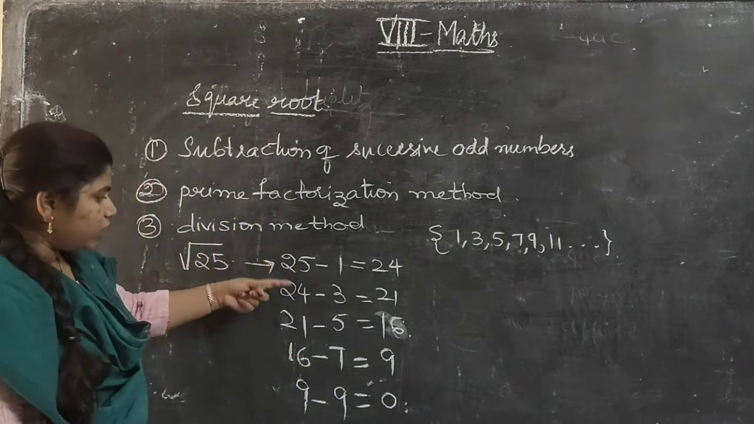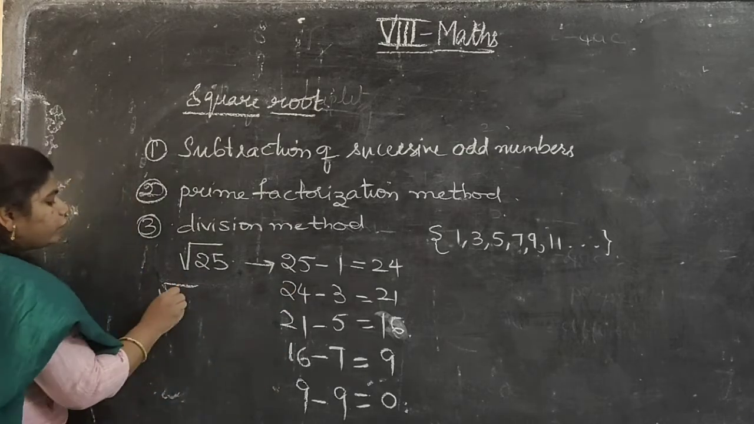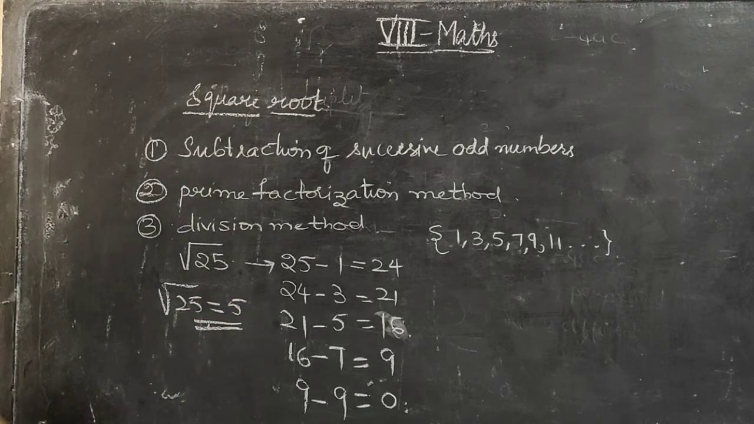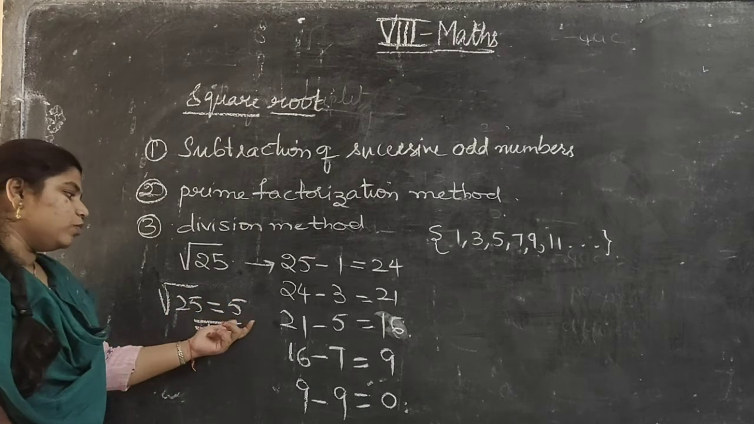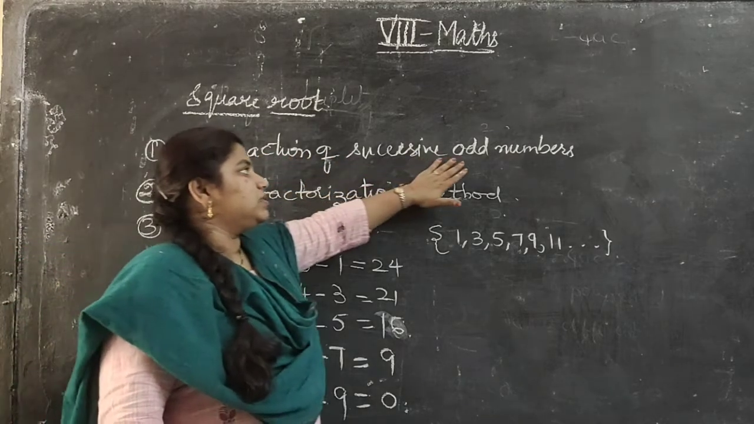So 9 minus 9 will be equal to 0. How many times have you subtracted? You have subtracted 5 times. So the square root of 25 will be equal to 5. So 5 fives are 25. So the square root of 25 is how much? 5. So what is the first method? Subtraction of successive odd numbers.